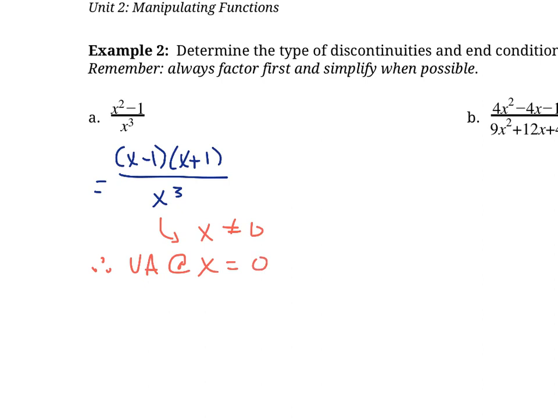That's pretty straightforward for our discontinuities, right? We know it's a vertical asymptote because it doesn't cancel out, right? That would make a hole. So that's vertical asymptotes, that's easy. Let's now determine the end behavior of this function.